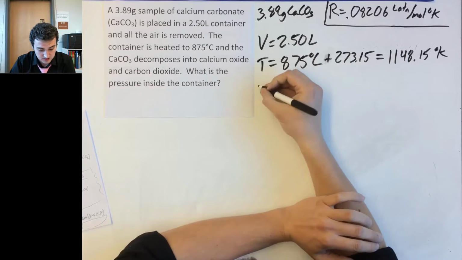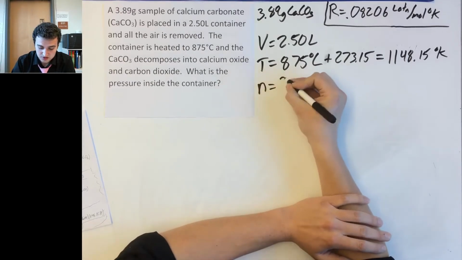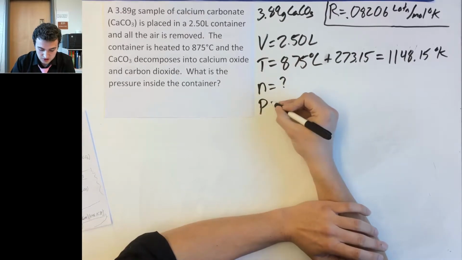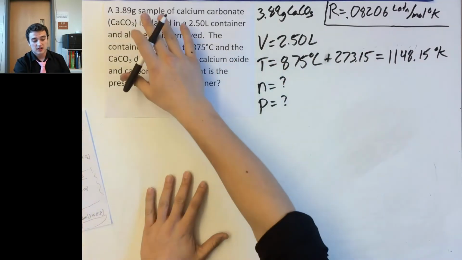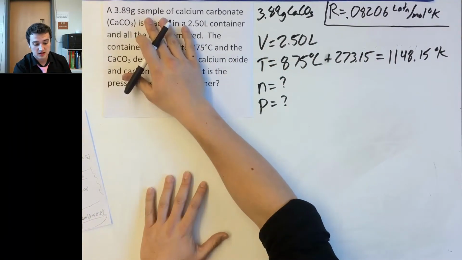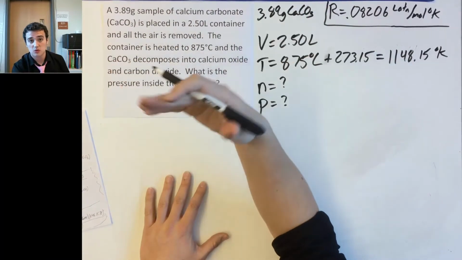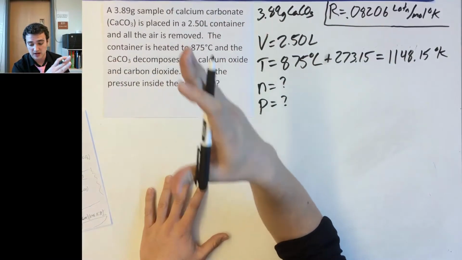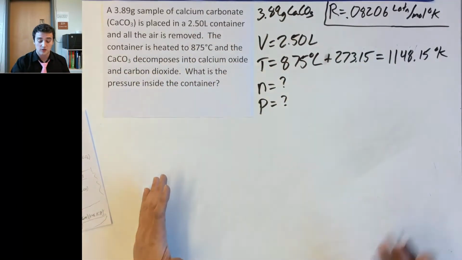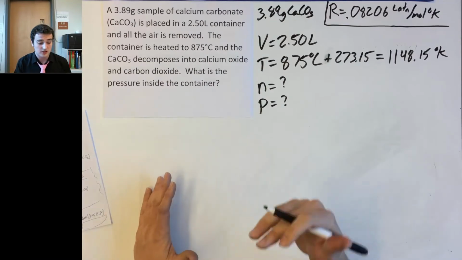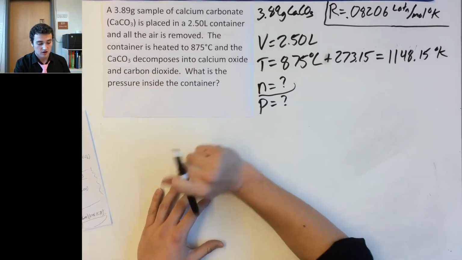I don't have anything else. If I wanted to use the ideal gas equation, I would also need the number of moles, or I would need the pressure. So based on what we have, we have a chemical reaction happening. If I have the mass or the number of moles of one thing, I can predict the mass or the amount of moles or whatever I need for all the other things in this reaction. So let's write out the chemical formula and solve for moles of our gas that we get.